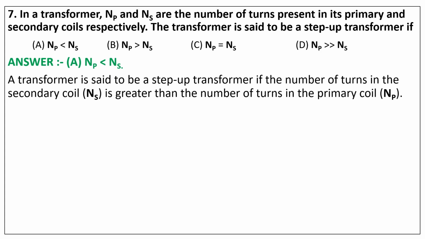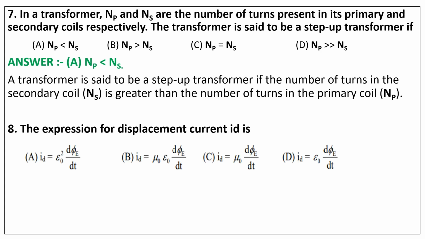A transformer is said to be a step-up transformer if the number of turns in the secondary coil, NS, is greater than the number of turns in the primary coil, NP. 8. The expression for displacement current, ID, is. Answer. B. ID is equal to mu naught, epsilon naught, d phi E by dt.